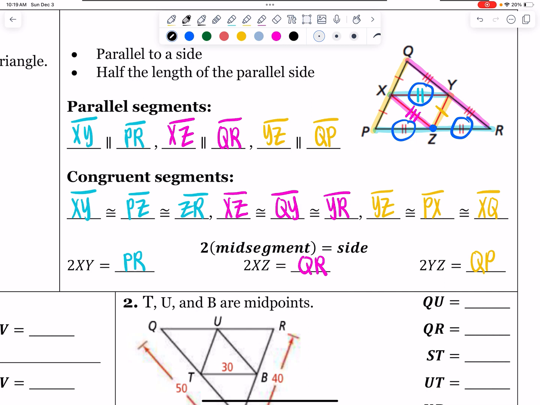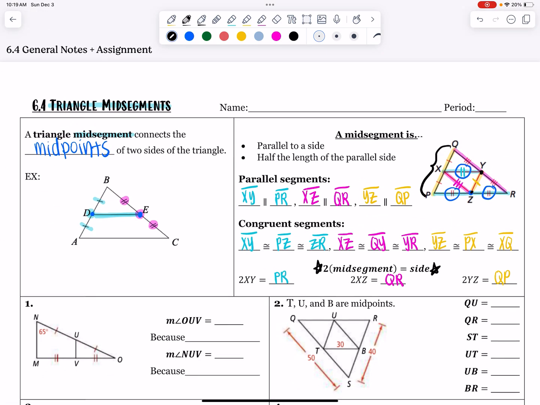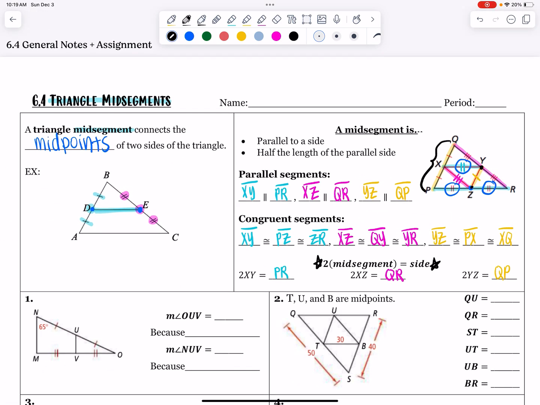Here was our major takeaway. If you double the midsegment, you get the third side. So if you double XY, you get PR in blue. If you double XZ, you get QR. And if you double YZ, you get QP, meaning if I were to double this segment right here, I would get this whole thing. So that is what a midsegment is. Those are the major takeaways from our discovery today.